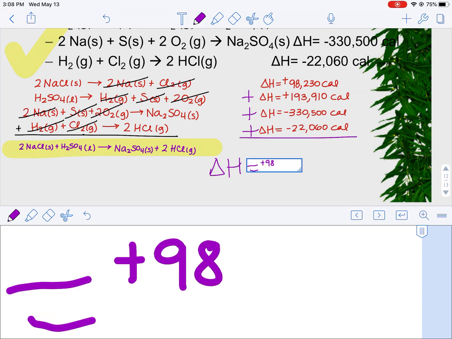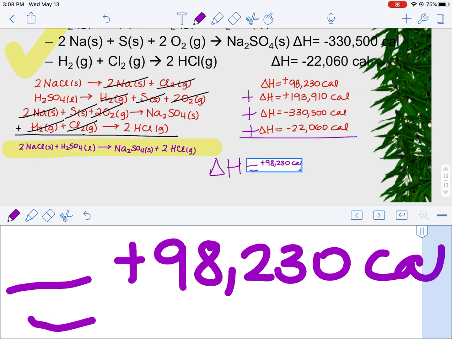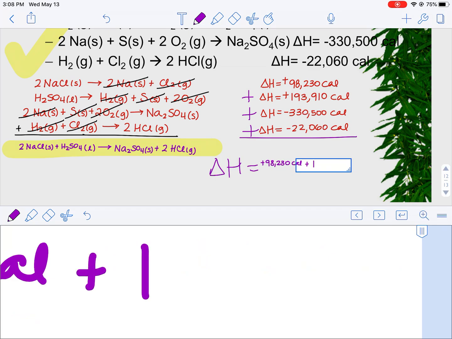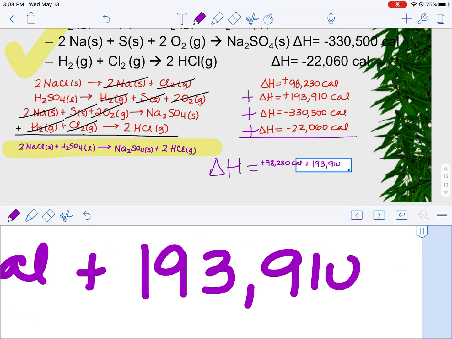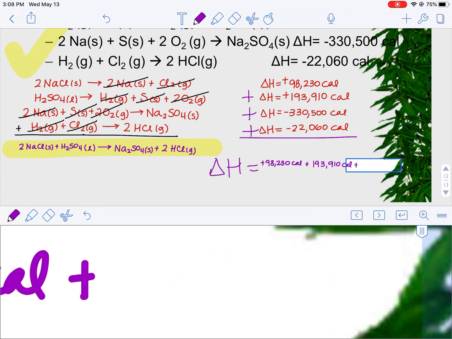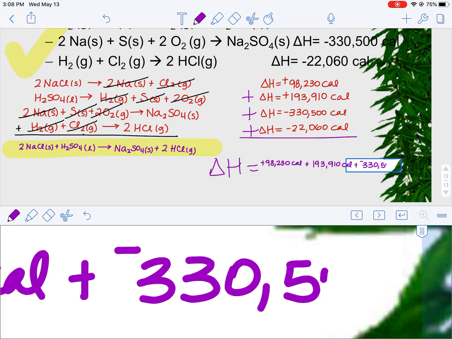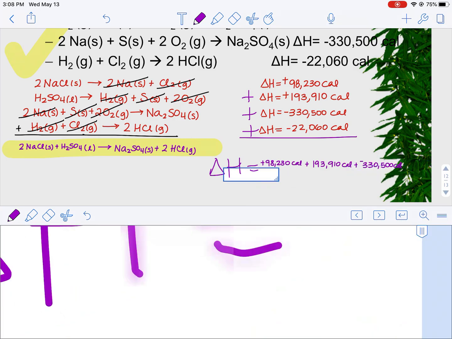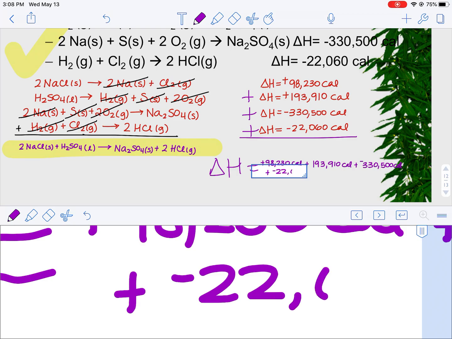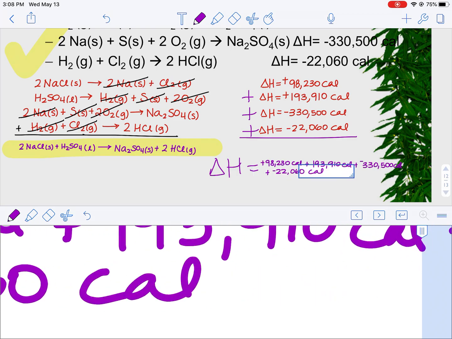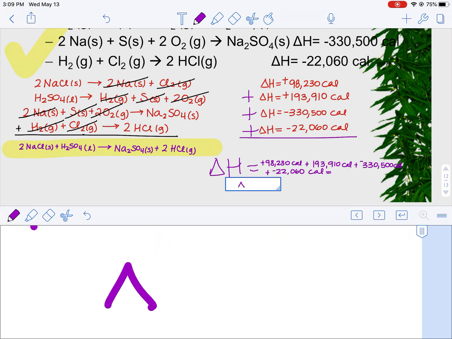So that's 98,230 calories plus 193,910 calories plus negative 330,500 calories plus negative 22,060 calories. When we add all that up, it will give us the heat of our overall reaction. I'm going to do the math in the calculator. You can go ahead and do it as well.